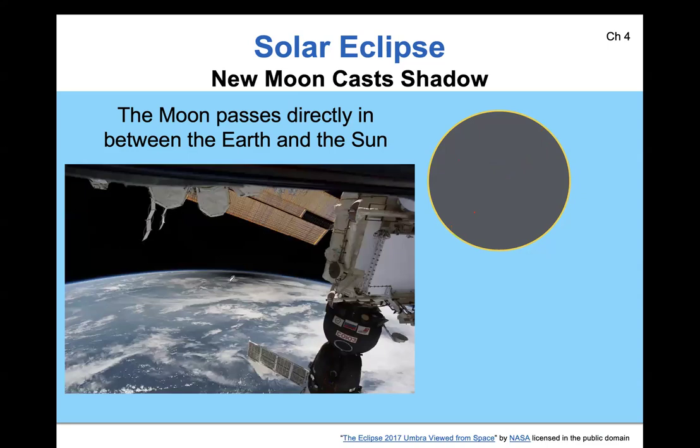To hopefully drive home the idea that it's literally just this relatively small, county-sized shadow that's being cast on the surface of the Earth, you can see it here. I'll be right with you, Teresa.